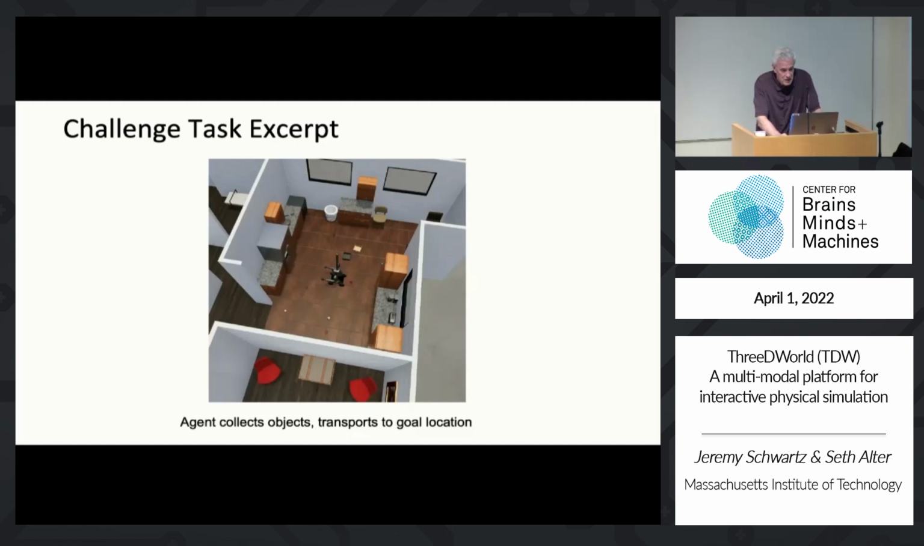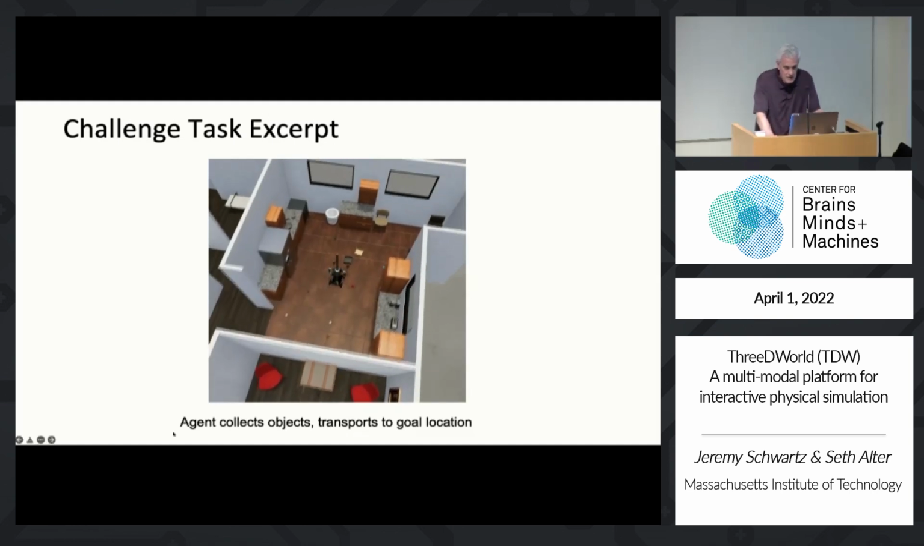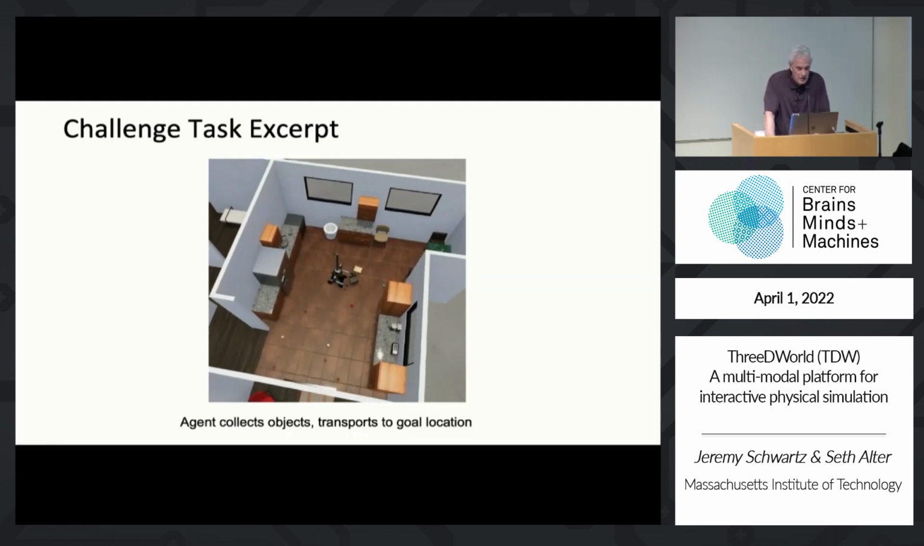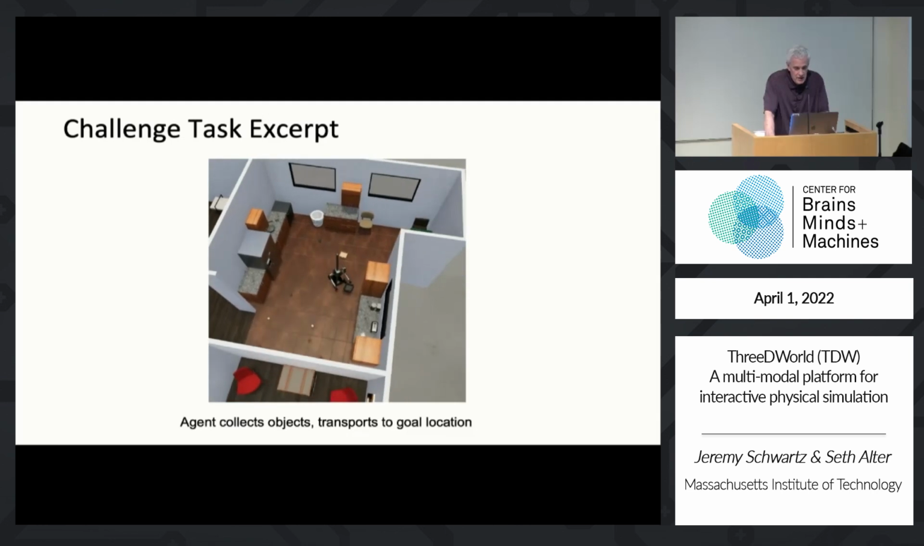So let's watch an excerpt from an actual challenge task. Again, slightly slowed down so that we can better see the agent in action. So this is about a minute long. You can see how the agent is using the container to collect several objects in succession before transporting them to the goal location.